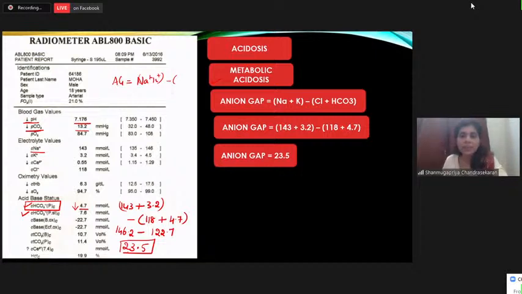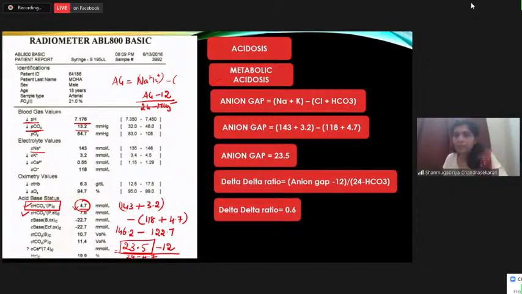And if it's increased anion gap metabolic acidosis, the next step is calculating the delta-delta ratio. So what is the formula for delta-delta ratio? It is anion gap minus 12, so 23.5 minus 12, divided by 24 minus bicarbonate. And what is the bicarbonate value here? It is 4.7. Yeah, 23.5 minus 12 by 24 minus 4.7. And if you calculate, the delta-delta ratio would be 0.6. For this report, the delta-delta ratio is 0.6.